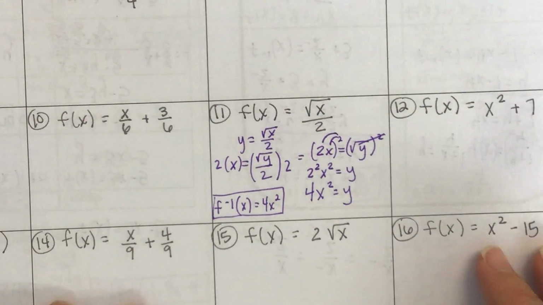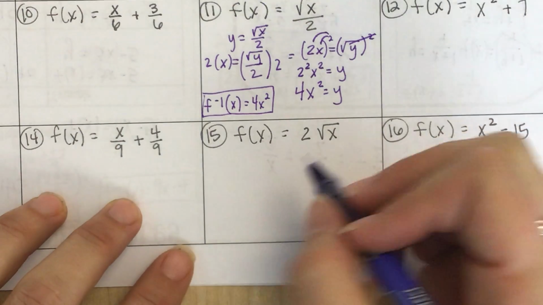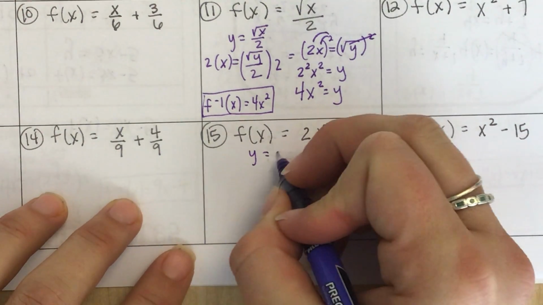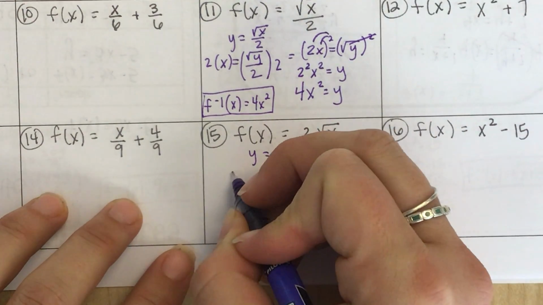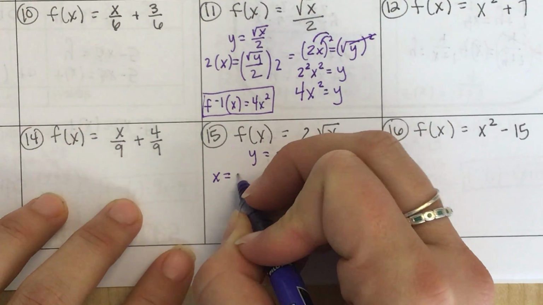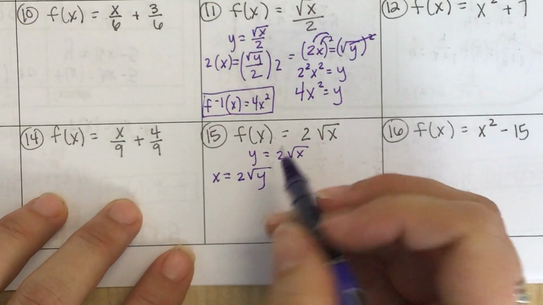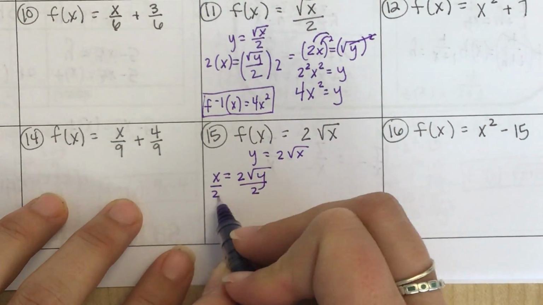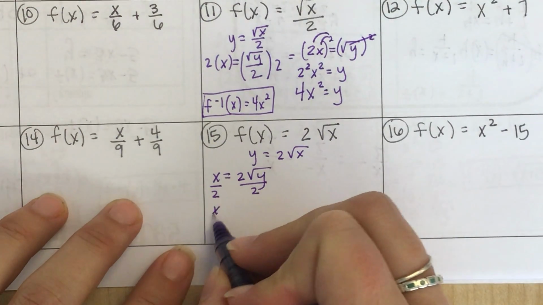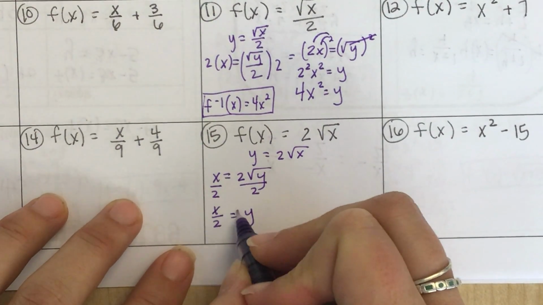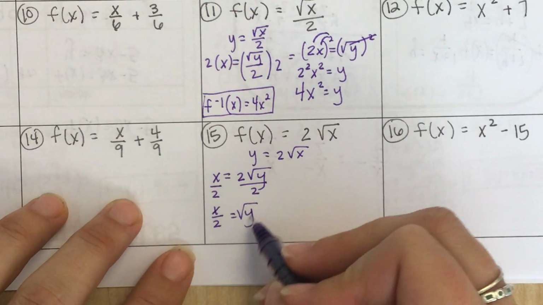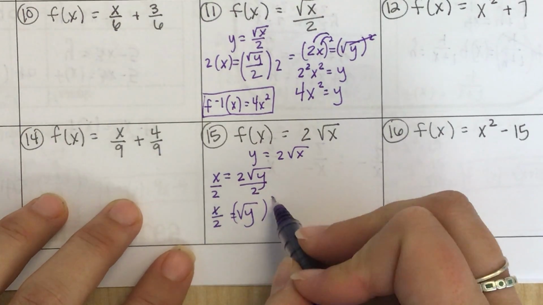All right, and then look at number 15. So we have y equals 2 square root of x, and then we change that to x equals 2 square root of y. We would divide both sides by 2 to start with. So now I have x divided by 2 equals the square root of y. To get rid of a square root, we're going to square.